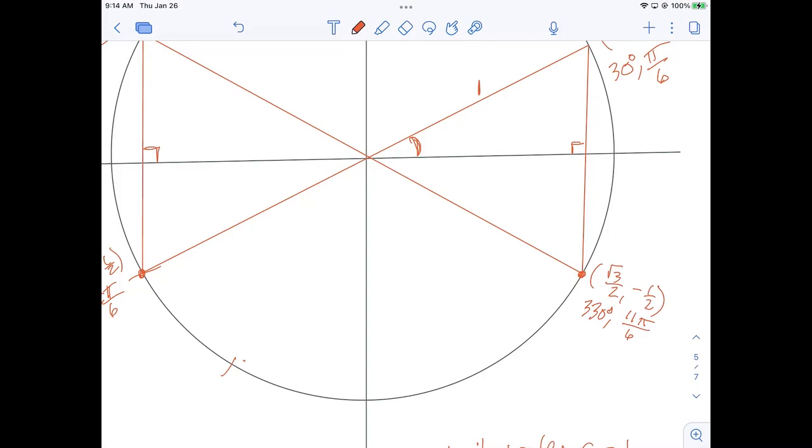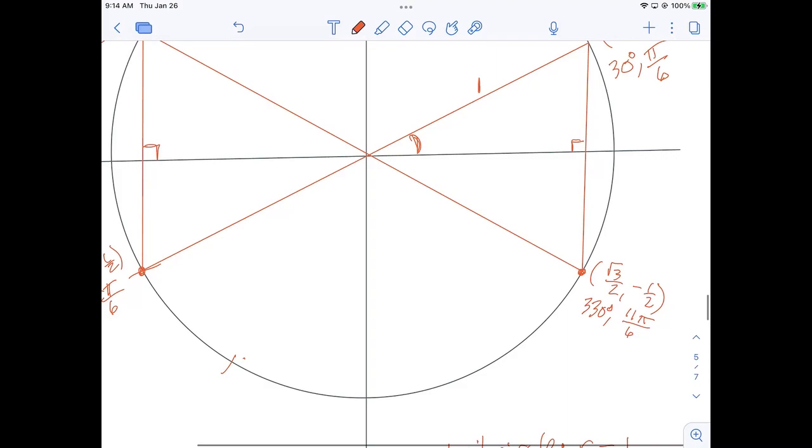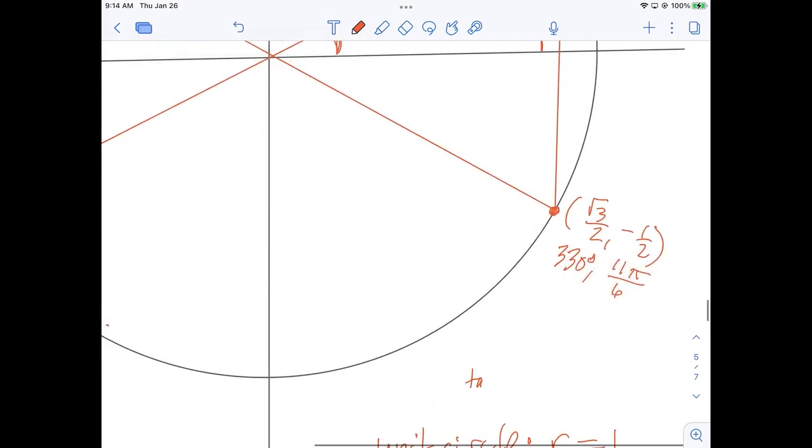What's tangent of 11 pi 6? Negative square root of 3 over 3. Good. The 2's divide out again. It's y over x. It's negative 1 over the square root of 3. I'll do that down here. Tangent of 11 pi 6 is going to be negative 1 over the square root of 3. And when you rationalize it, I'll show you the rationalization, you get negative square root of 3 over 3.